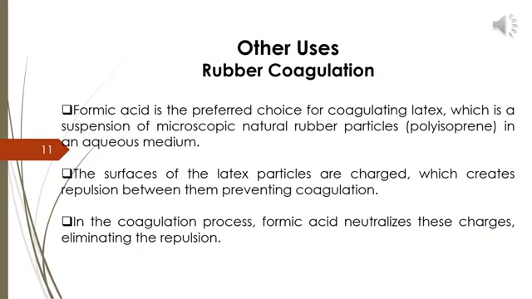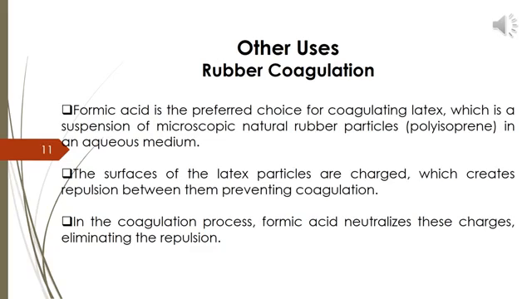Other uses include rubber coagulation. Formic acid is the preferred choice for coagulating latex, which is a suspension of microscopic natural rubber particles, polyisoprene, in aqueous medium. Now the surfaces of the latex particles are charged, which creates repulsion between them, preventing coagulation. In the coagulation process, formic acid neutralizes these charges, eliminating the repulsion.